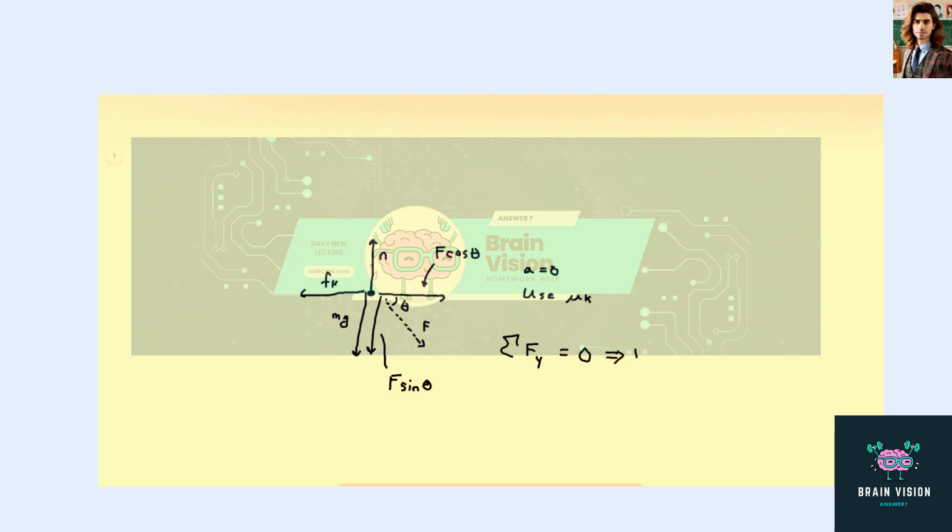This implies that the normal force minus mg minus F sine theta is equal to 0. And we can solve this for the normal force: mg plus F sine theta. Now, since the friction force is the coefficient of kinetic friction times N, this is equal to mu k mg plus mu k times F times sine theta.